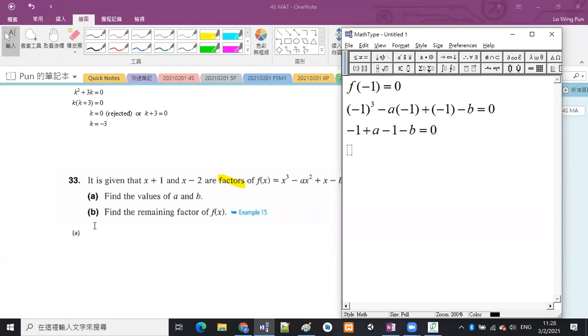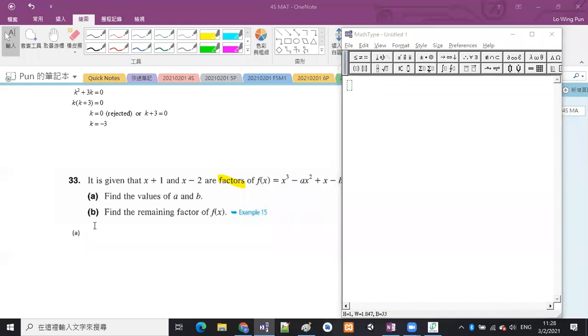So normally I will put the constant terms to the right-hand side. So a minus b is equal to 2, and label this to be equation 1. Get this?